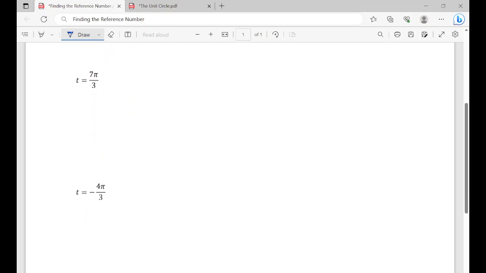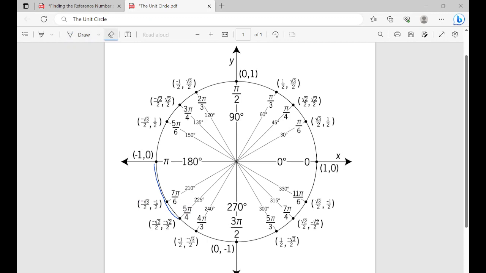Now what if we have kind of an odd one here? What if we have t equals 7 pi over 3? As you look at the unit circle, you're going to see, no matter how many times you go around, that 7 pi over 3 doesn't exist on here. When you go one complete revolution around the unit circle, that is 2 pi, and 7 pi over 3 is more than 2 pi by just a little bit.